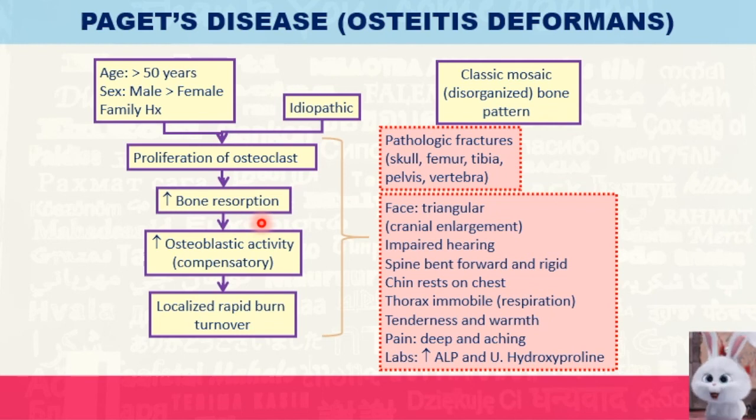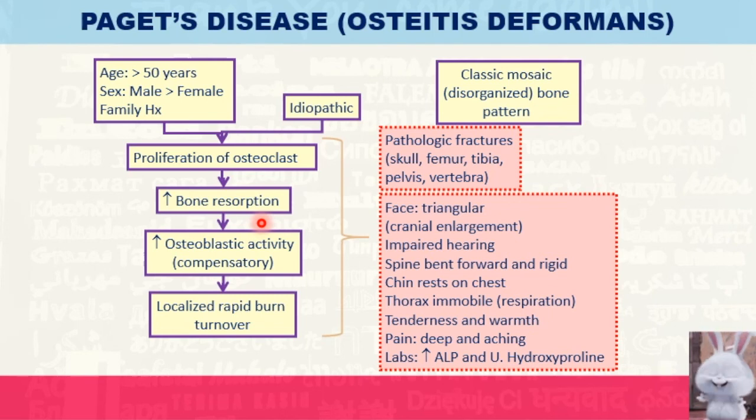Skull, femur, tibia, pelvis, vertebrae. The face tends to be triangular in appearance because of the cranial enlargement. There will be impaired hearing. Why? Your patient would have the thickening of the ossicles leading towards otosclerosis. The spine is bent forward and rigid. The chin has a tendency to rest on the chest. And then the thorax would become immobile, leading to respiratory problems.